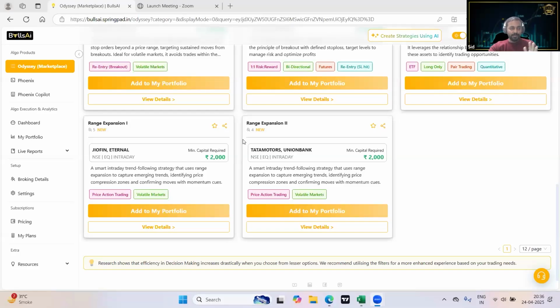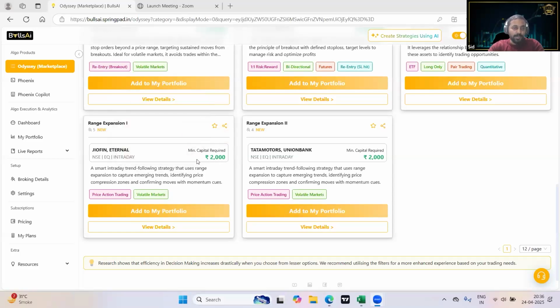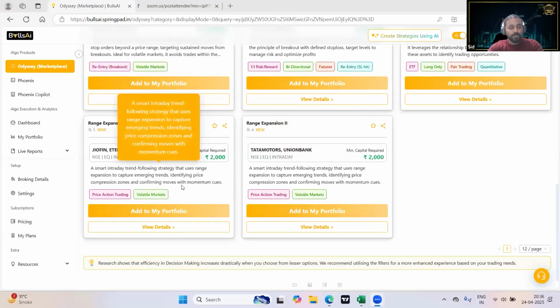Few things you might see over here: the minimum capital required is also 2000. That ensures if you have a lower fund size, you can still trade using these strategies. For both of them, you can start off with 2000, 3000, or whatever amount you prefer. Secondly, I'll just read out the information that is given over here.